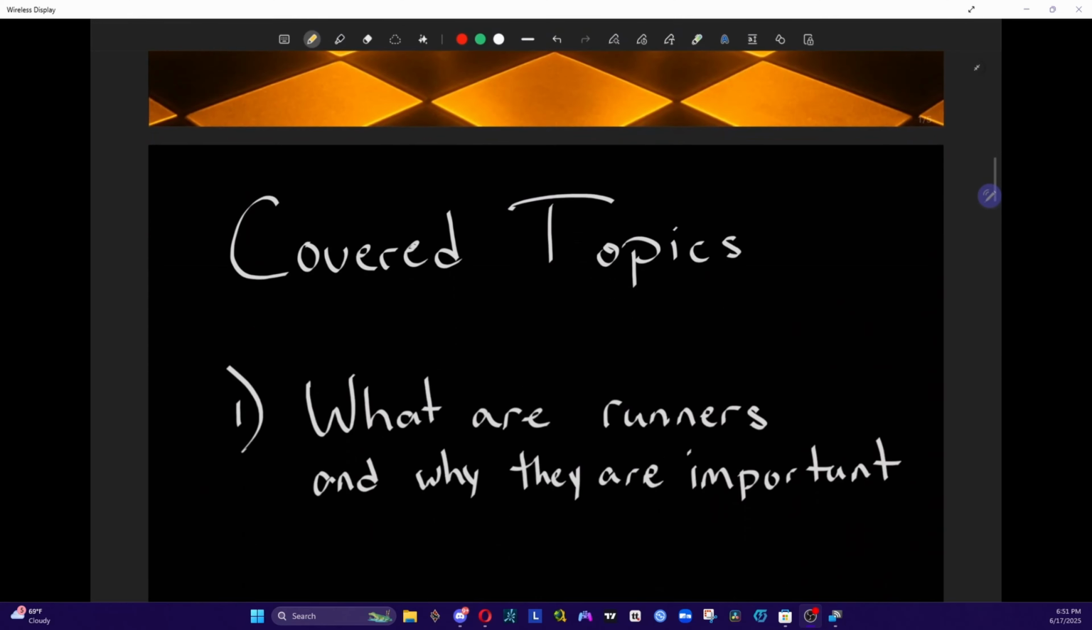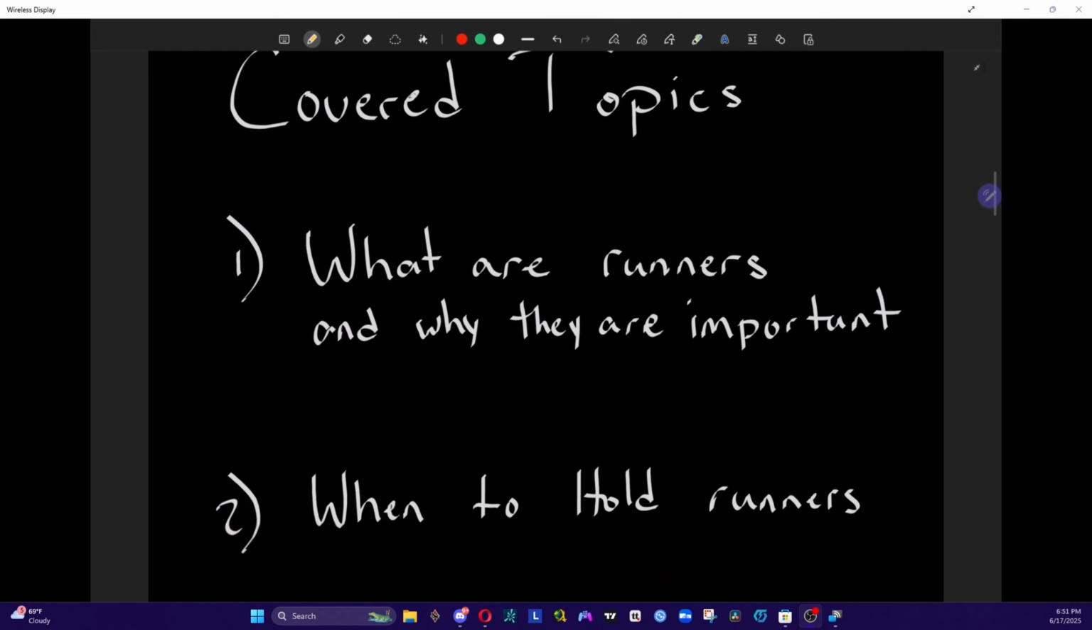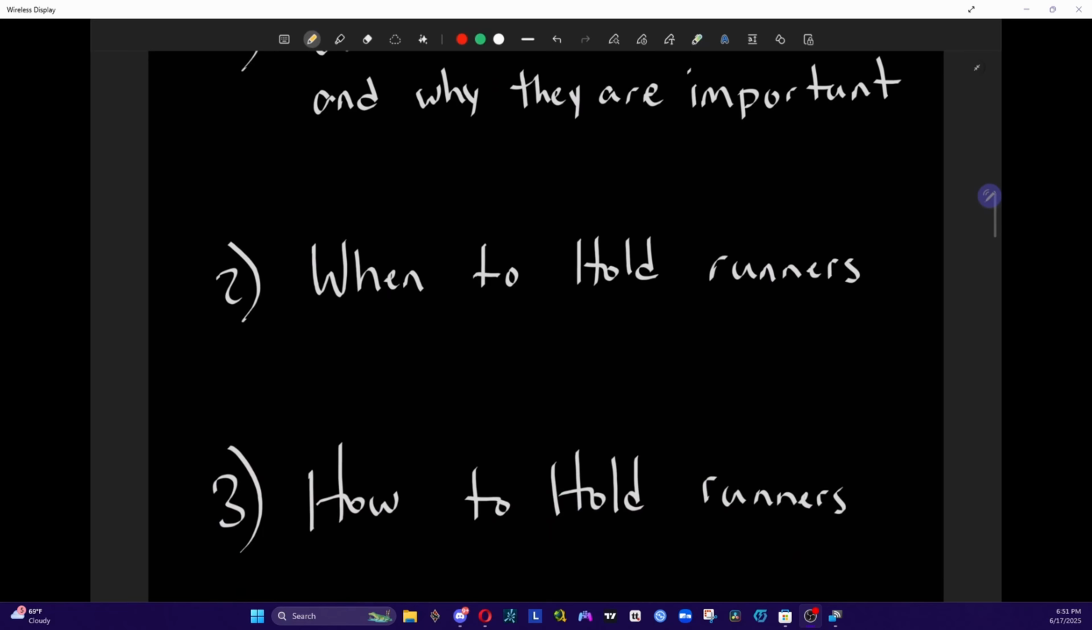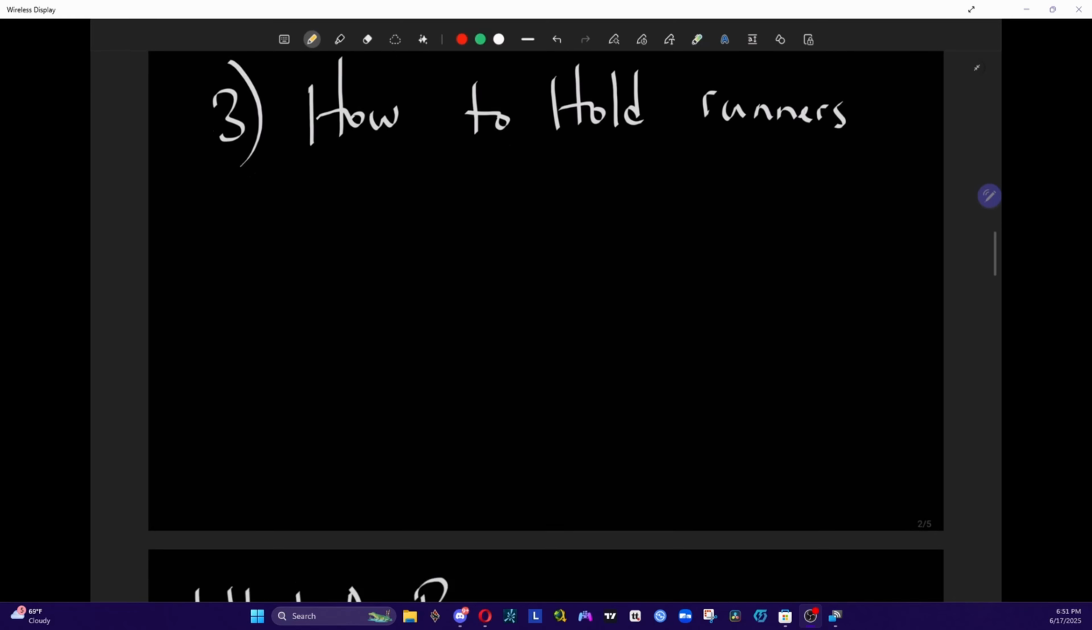So today, we're just going to talk about what runners are, why they're important, and when to hold runners. The third and final part is so long in itself. Again, we're going to go over that on Thursday, which is how to hold runners.